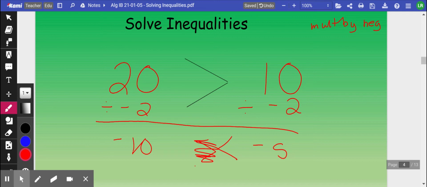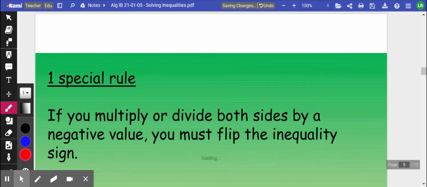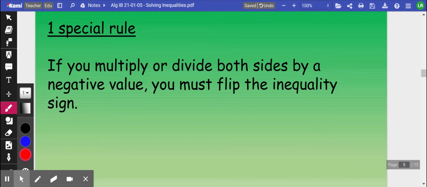Okay, so here's the one thing that you need to write down. Here's the one special rule. Go ahead and title your notes, Solve Inequalities. And this is the one special rule. Now, I emphasize this. If you multiply or divide both sides by a negative value, you must flip the inequality sign. So what this is not talking about is if I do the distributive property with a negative number. That's not multiplying both sides by a number. And remember, it's both multiply and divide, both. Okay?